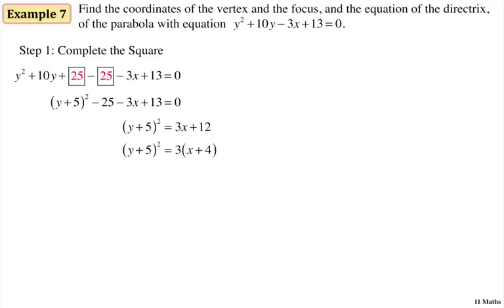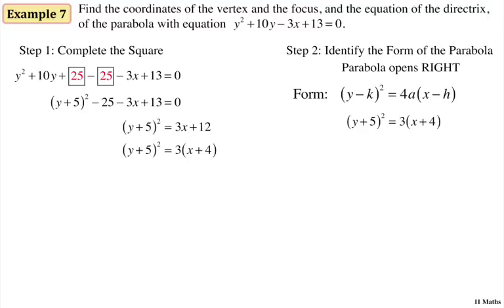Let's read off our vertex, being careful that the vertex must come with the x value first and the y value second. So the vertex will be negative 4, negative 5. But let's write our form. We know it opens right. A parabola that opens right is y minus k squared equals 4a, x take h. So the vertex will be h is going to be minus 4, minus 5. In front of the x brackets, 4a equals 3. Now if 4a equals 3, you can divide both sides by 4 and you get a equals 3/4. I'm going to treat it as a decimal, so a is 0.75.